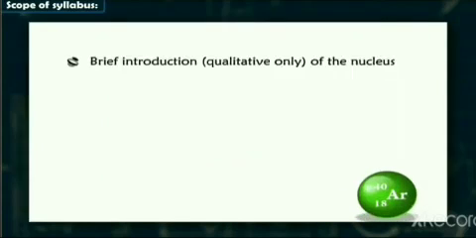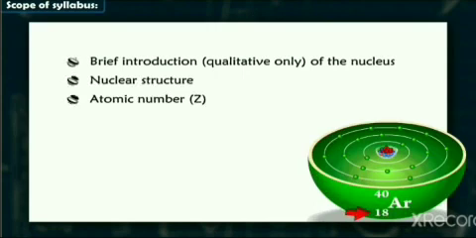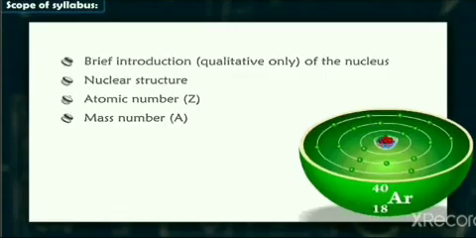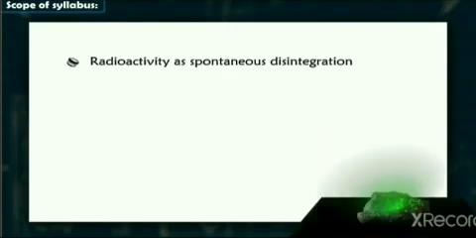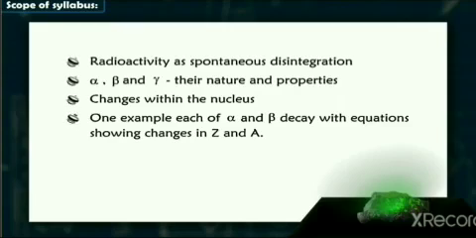Scope of syllabus. Brief introduction, qualitative only, of the nucleus, nuclear structure, atomic number Z, mass number A, radioactivity as spontaneous disintegration, alpha, beta, and gamma, their nature and properties, changes within the nucleus. One example each of alpha and beta decay with equations showing changes in Z and A.